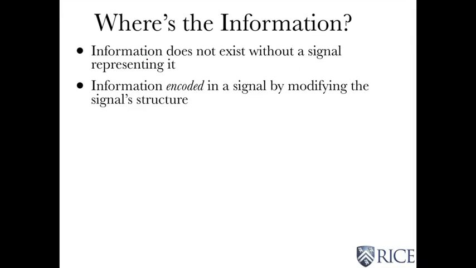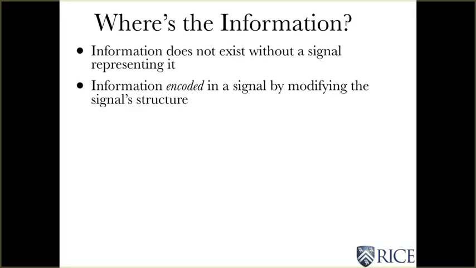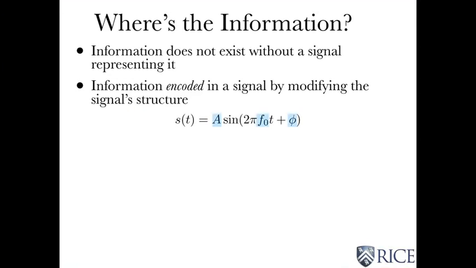So we talk about information being encoded in a signal by modifying its structure. That's why I was talking earlier about the structure of a signal, because that's where the information is. It varies the structure of the signal. That's how you think about it. So what we're going to do is look at this sine wave.